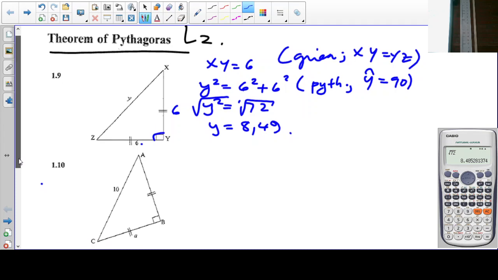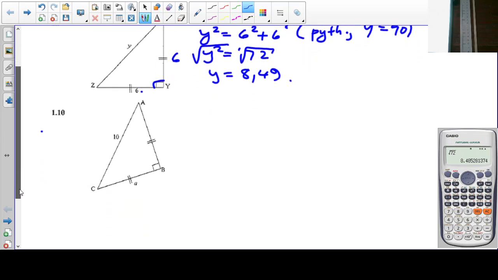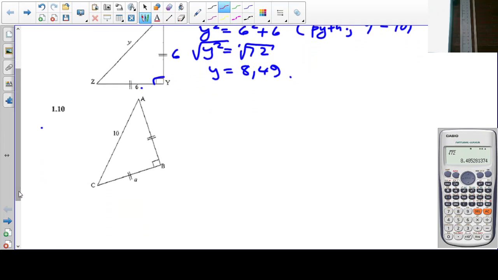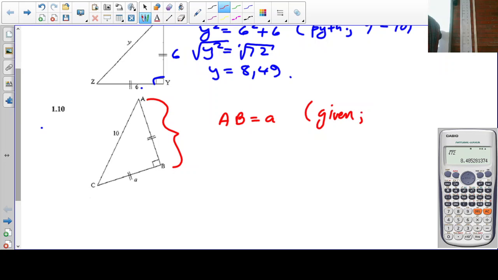So let's look at 1.10. In question 1.10, what is the length of AB now going to be? Going to be A or 10? A. Why is it going to be A? So AB is equal to AY? Because that's given. It's given that AB is equal to CB.